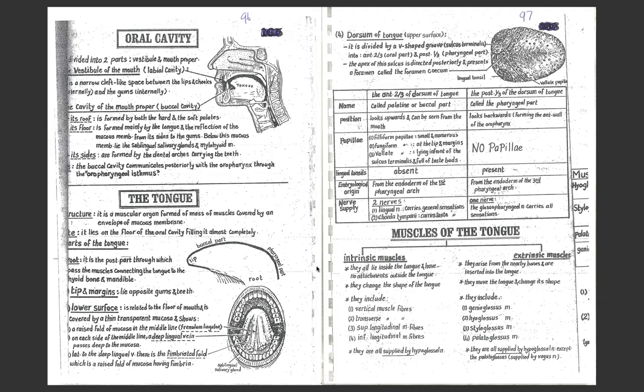Now it has a tip and a root. First we're going to talk about the lower part, and then we're going to talk about the dorsum. The lower part is what you see when you elevate your tongue and touch the top of your mouth. You see some things on the bottom of your tongue, right?